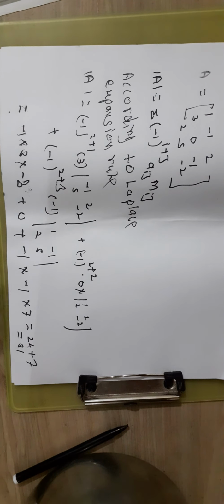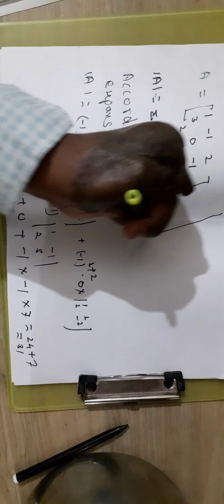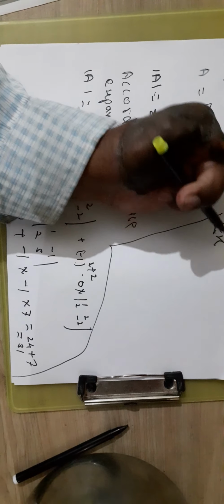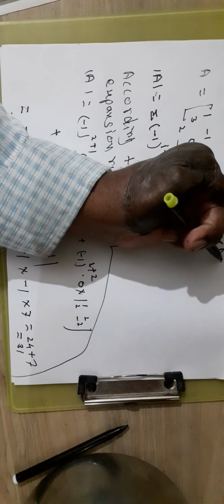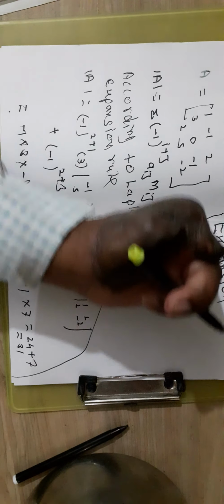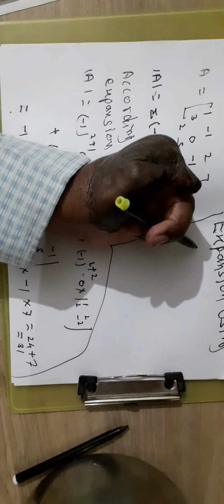Now similarly, we can expand the determinant using the third column. See here how to expand the determinant of A using the third column.